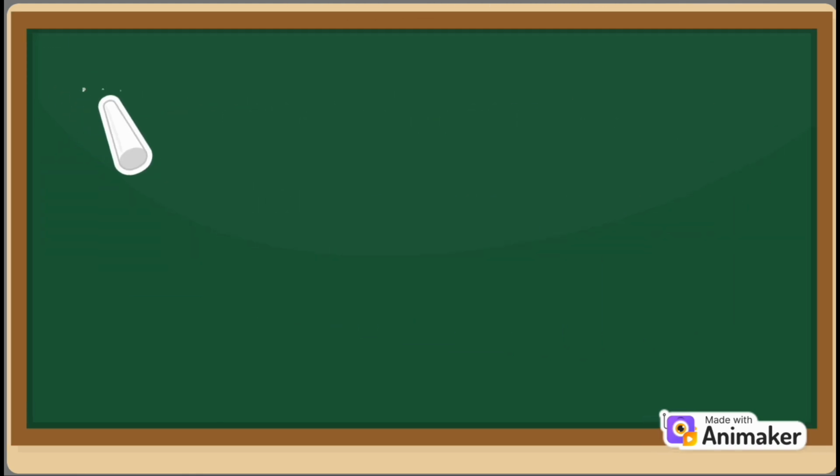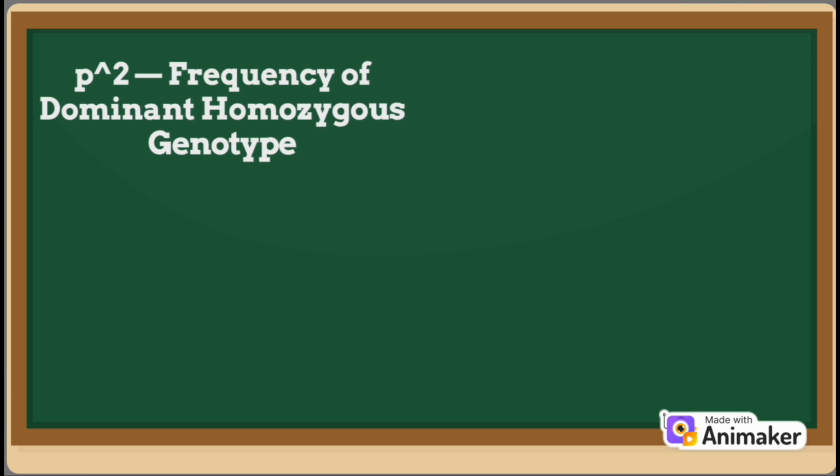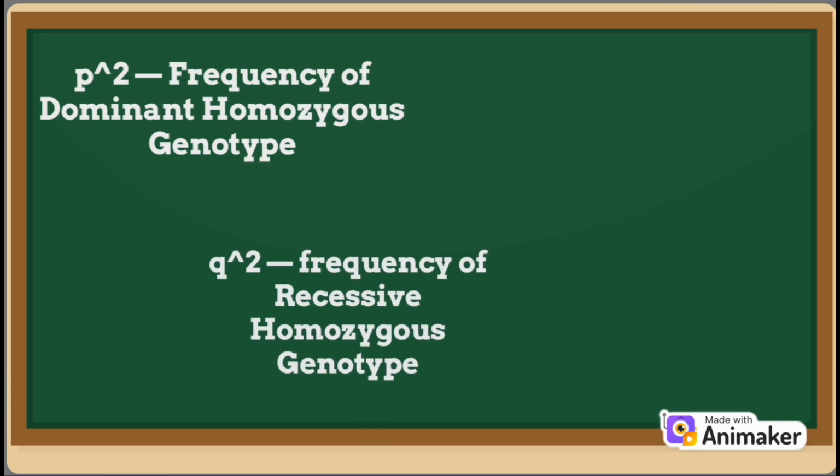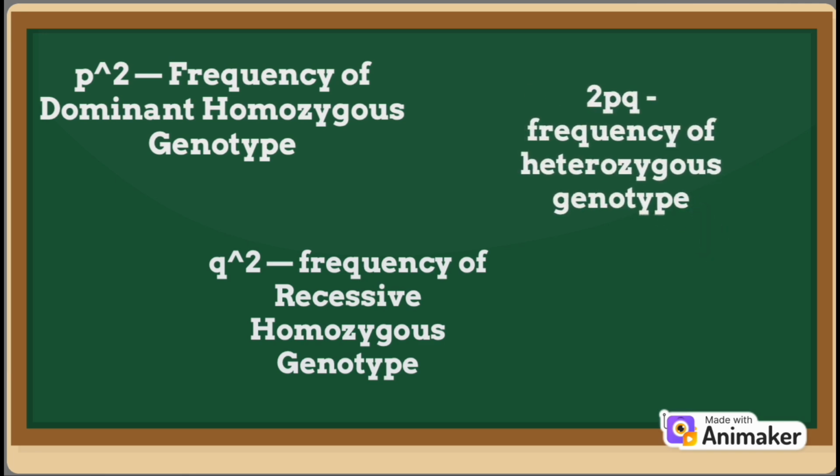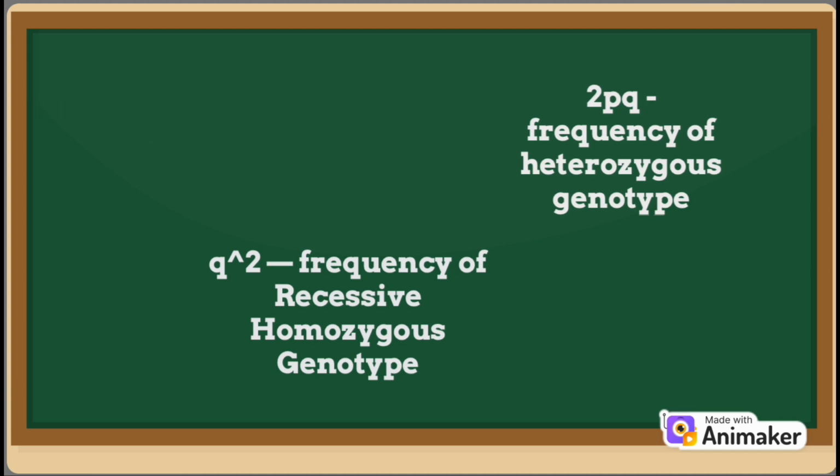So if p represents the frequency of the dominant allele in a population, that means that p squared represents the frequency of the dominant homozygous genotype in a population. And if q represents the frequency of the recessive allele, that means that q squared represents the frequency of the recessive homozygous genotype. So with that logic, that means that 2pq represents the frequency of the heterozygous genotype in a population.